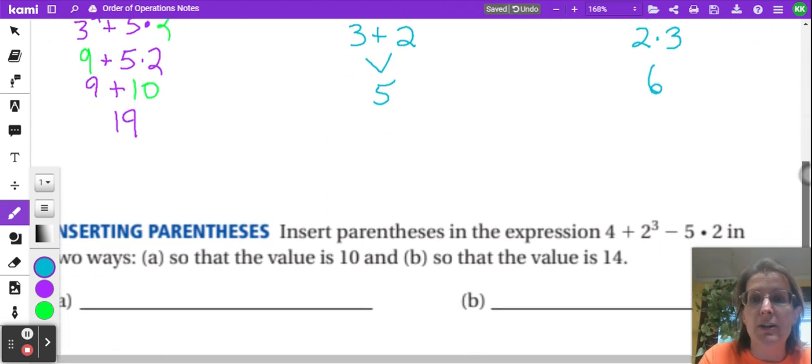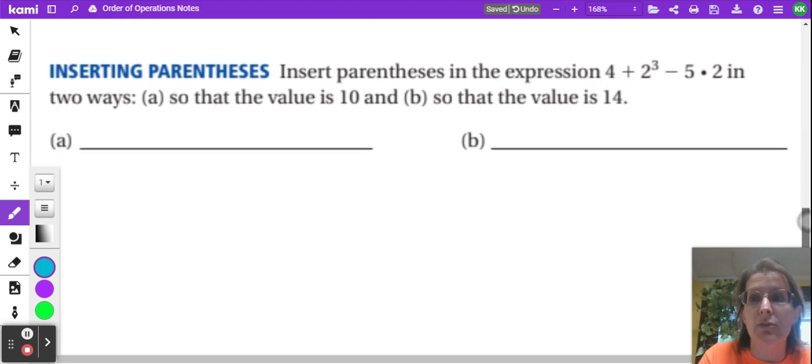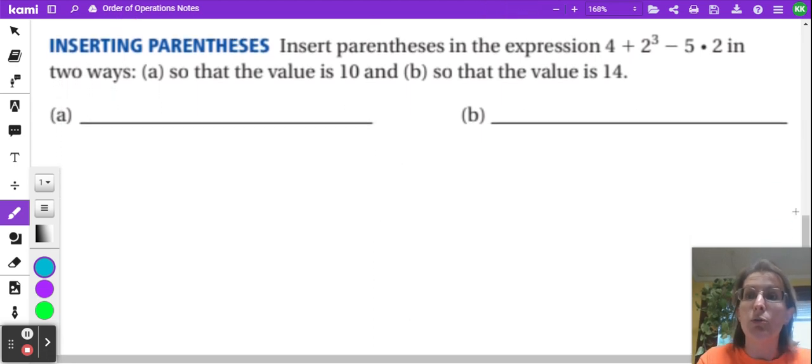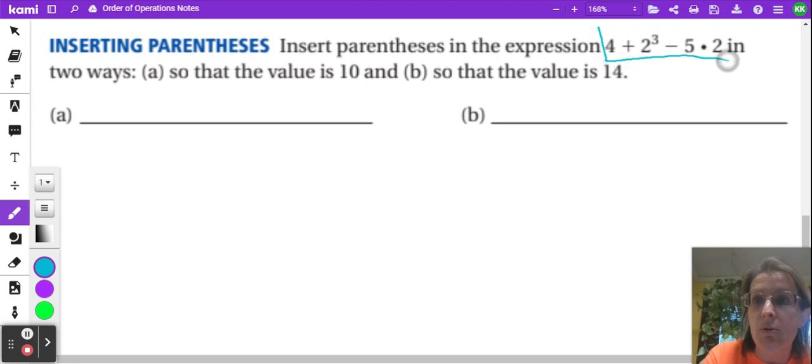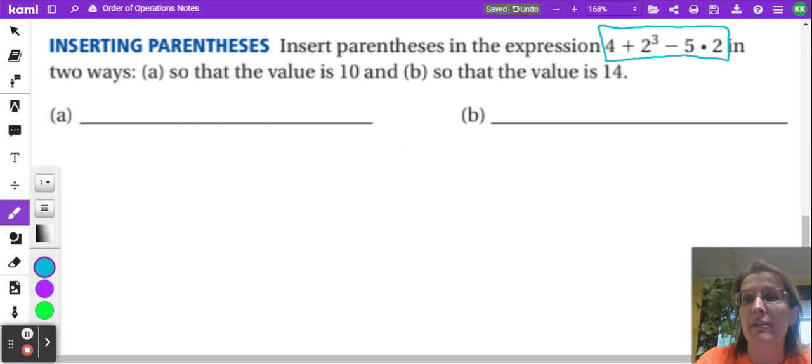Now you have a pretty tricky question here. You're going to probably need to do some exploring with your group to solve this question, and then you can use the Edpuzzle video to check your work. So it says inserting parentheses. Insert parentheses in the expression. So here's our expression. 4 plus 2 to the third power minus 5 times 2 in 2 ways. So your goal is to get an answer that is 10 and an answer that is 14.